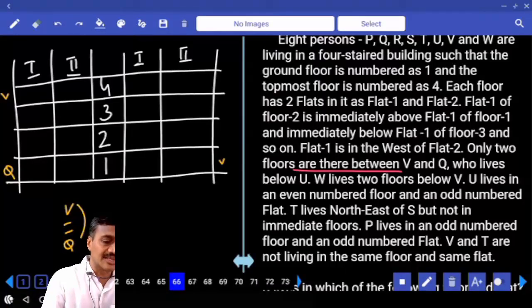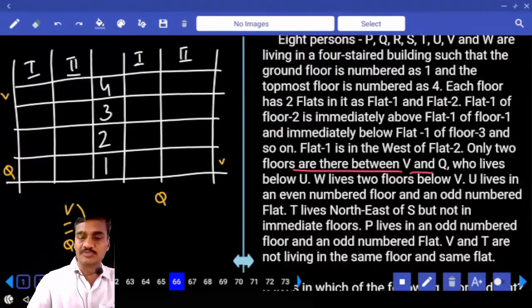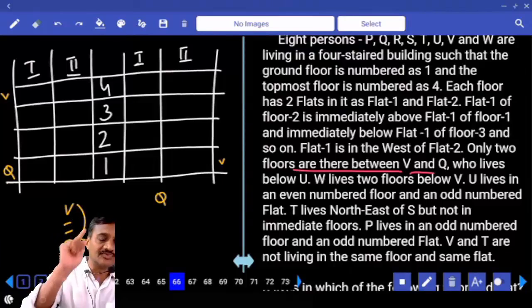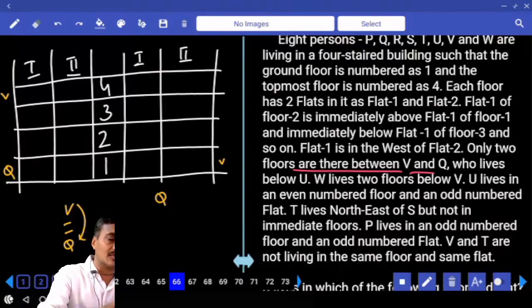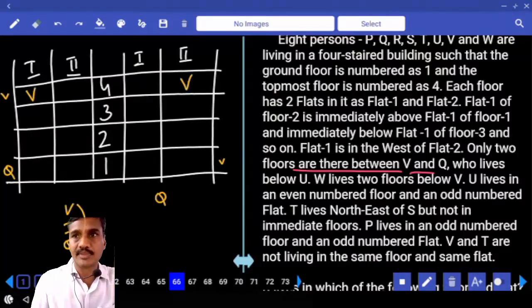V and Q, here the order is not given, whether V is above this one or below this one. But if Q is above this one, this Q must be below this U, which is not possible in the second case. Hence we have only one possibility. That is V is on the 4th floor and Q is on this floor. Then where should V be? V can be either here or V can be here.